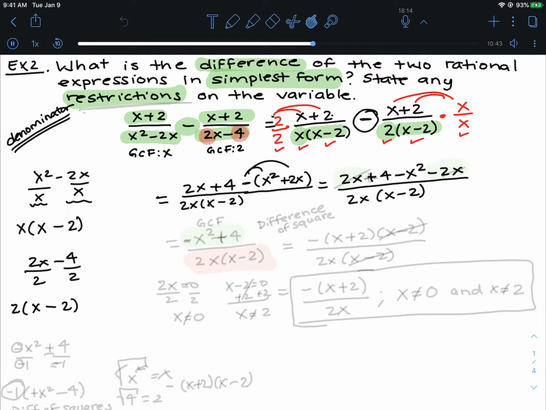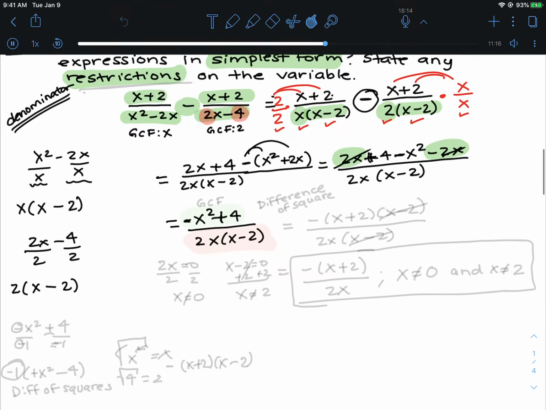Okay? So now we go ahead and simplify. Combine like terms. 2x, negative 2x cancel out to become 0. So you are left with negative x squared plus 4 divided by 2x times x minus 2. Now, you may think this is the simplest form. The reason why this x squared is negative is because there was a subtraction in front of it, so I just made it negative, and the 4 has to be positive because it had a plus in front of it, so that's why I have that there.